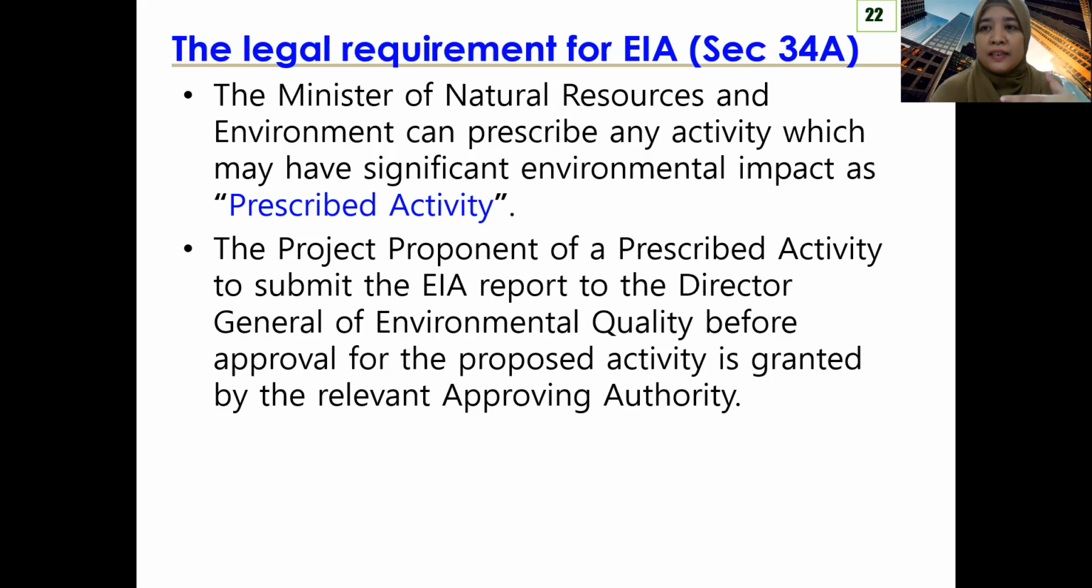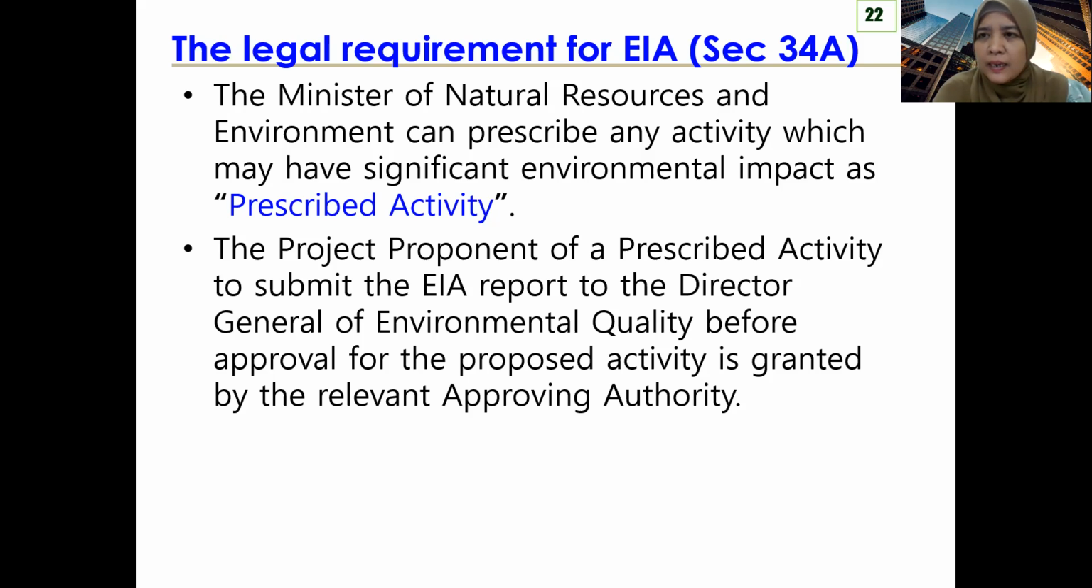So once that particular activity is declared a prescribed activity, the project proponent who wants to carry out the project needs to submit the EIA report to the Director General of Environmental Quality before approval for the proposed activity is granted by the relevant approving authority. Again, we go back to approving authority. Have you learned it? No, not yet, you haven't learned this.